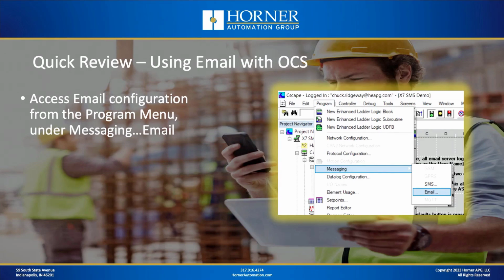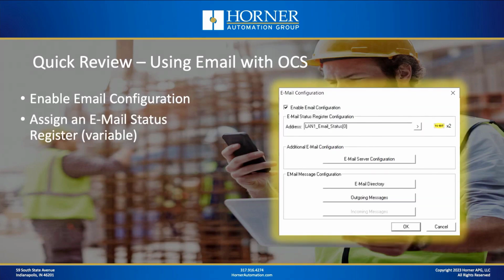Now let's quickly review how to use email with the OCS, specifically how to configure it. I'll show you here on the screen with a few slides, and then I'll show you in real time. To access email configuration, go to the main logic editing area in CScape, go to the program menu, and select messaging and then email. No, you're not going to select messaging and then SMS. That is for sending SMS messages through a dedicated modem, which is kind of an old-fashioned approach. That's not what we're covering today.